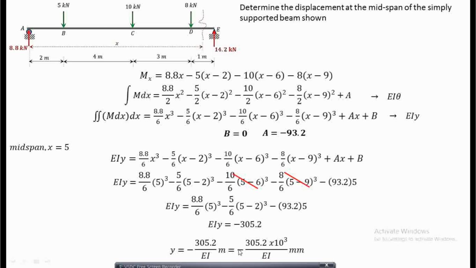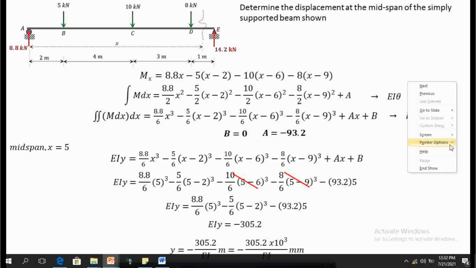Ay, ano itong negative value na ito? Itong negative value na ito, it shows na yung ating deflection ay matatagpuan below the beam. So, yung ating deflection ay, kung ito ang midspan, kung nandito yung midspan, yung ating deflection daw, from the original position hanggang dito. This is your Y. Ay, nasa baba siya ng original position ng beam.